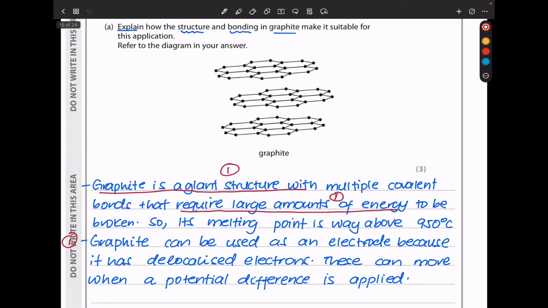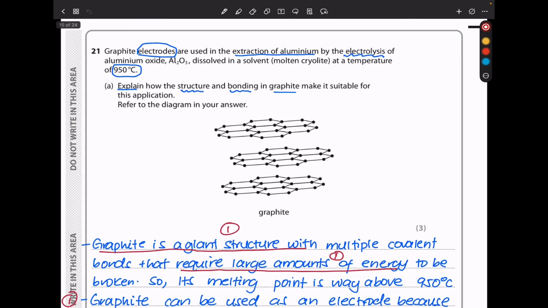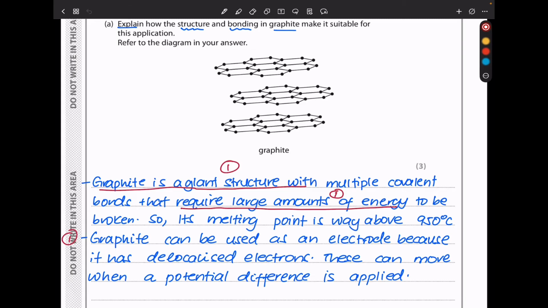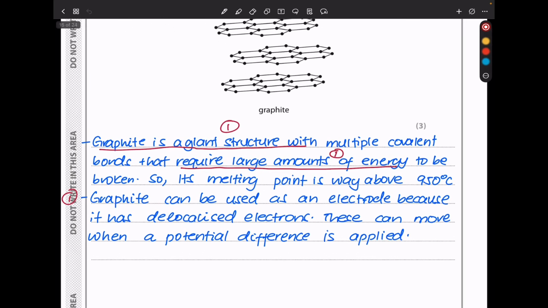And also because graphite is a giant structure, it's going to require a lot of energy to be melted, so it can be useful in these conditions where the temperature is up to 950. So I said graphite is a giant structure with multiple covalent bonds that require large amounts of energy to be broken, so its melting point is way above 950. Also, graphite can be used as an electrode because it has delocalized electrons. These can move when a potential difference is applied.